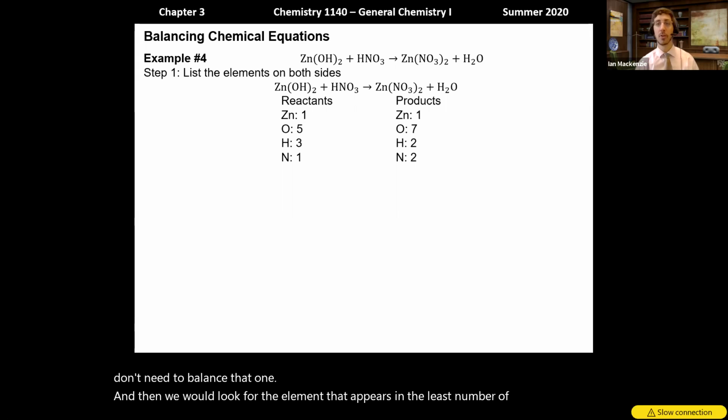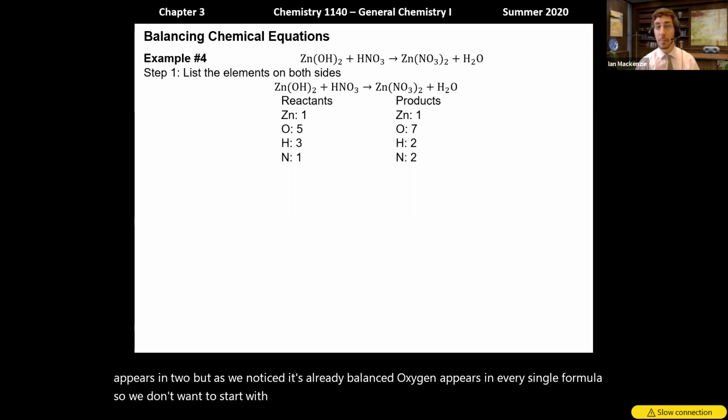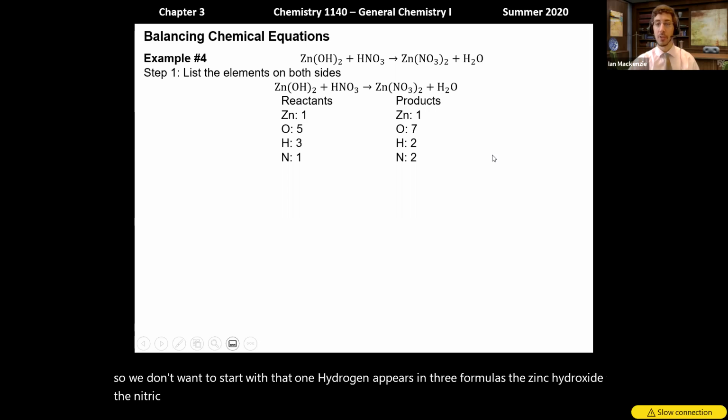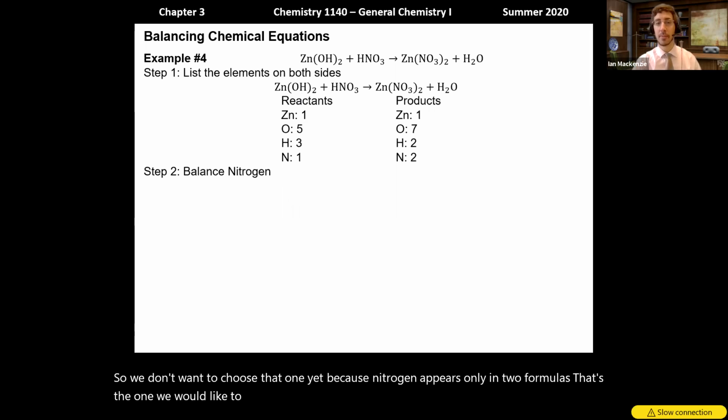Zinc only appears in 2, but as we noticed, it's already balanced. Oxygen appears in every single formula, so we don't want to start with that one. Hydrogen appears in 3 formulas, the zinc hydroxide, the nitric acid, and water. So we don't want to choose that one yet because nitrogen appears only in 2 formulas. That's the one we would like to choose. So we'll start by balancing nitrogen.